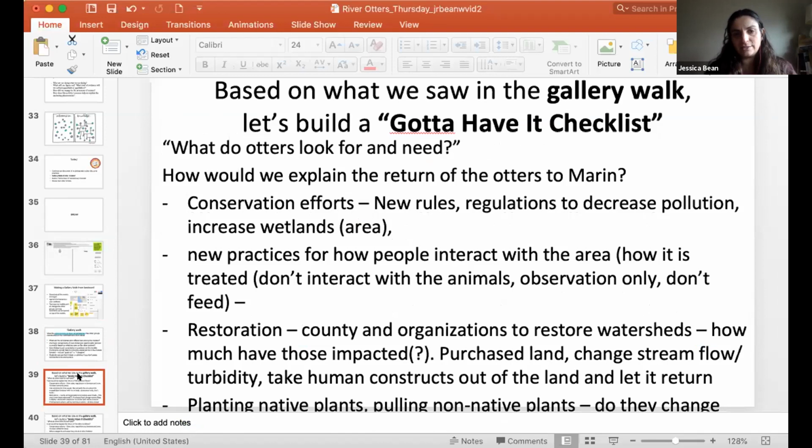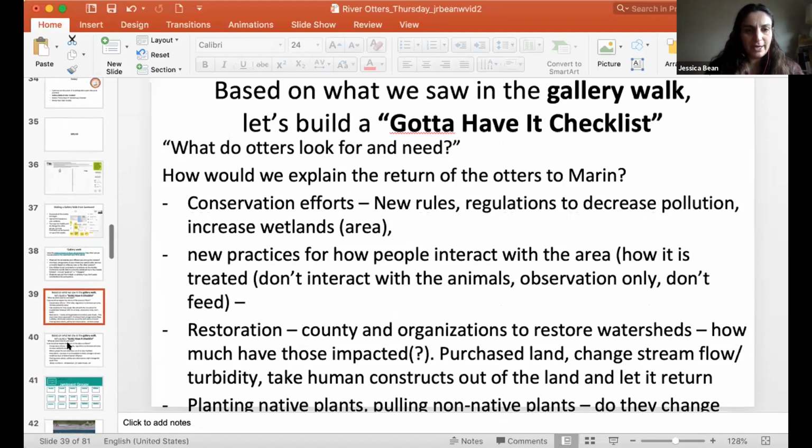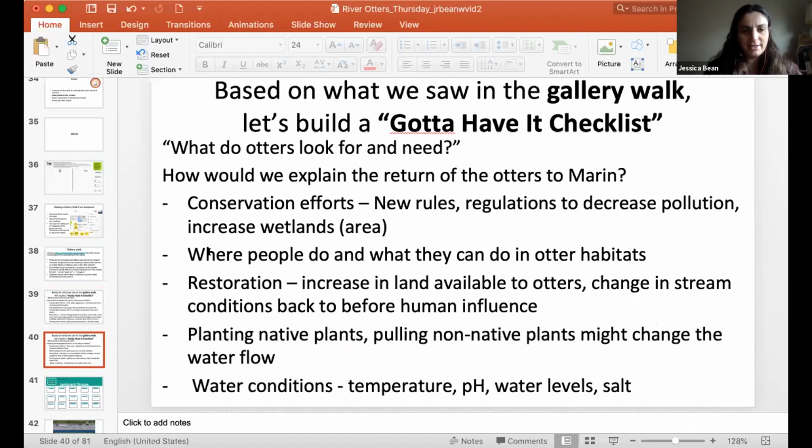So what are some of the things that were common to all of the different models, things that we think we need to be considering if we're thinking about otters and trying to understand this phenomenon of them returning to Marin? So over the break, I just did a little bit of editing and cutting down. And again, this is work you would do collectively with the class, or you would break out into groups and have them work on this.